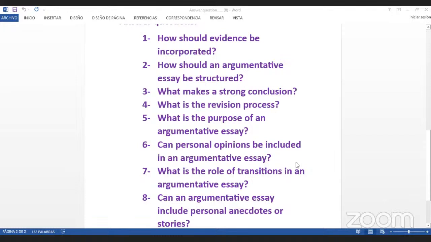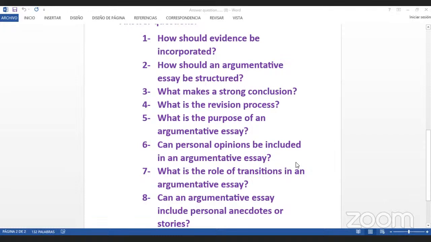Number 5, what is the purpose of an argumentative essay? The purpose of an argumentative essay is to persuade the reader to agree with the writer's viewpoint, or take a particular course of action by presenting logical reasoning and supporting evidence.